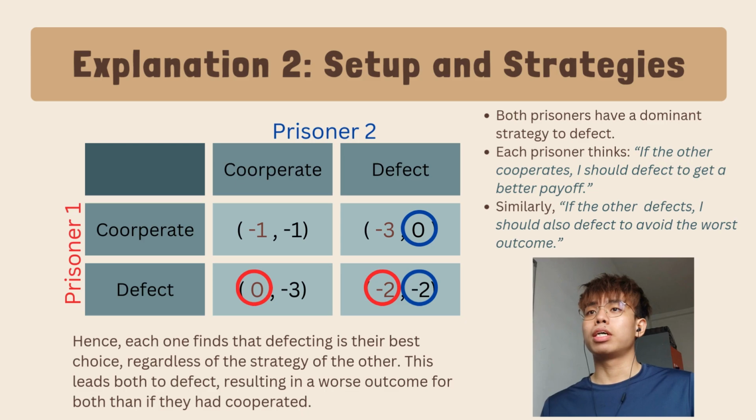Hence, each one finds that defecting is their best choice, regardless of the strategy of the other. This leads both to defect, resulting in a worse outcome for both than if they had cooperated. If both of them agreed to cooperate, they would have gotten a better result, which is -1 and -1, rather than both of them defecting, which is -2 and -2. But they don't know that, so this is what they would normally prefer, which is to defect, for both prisoners.